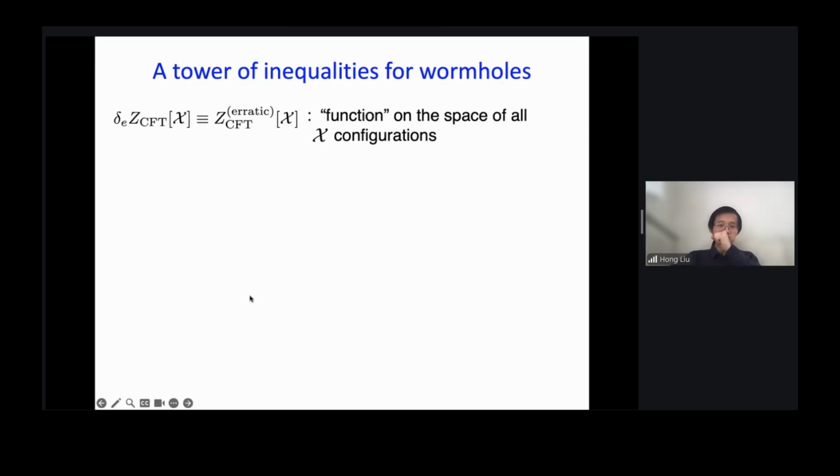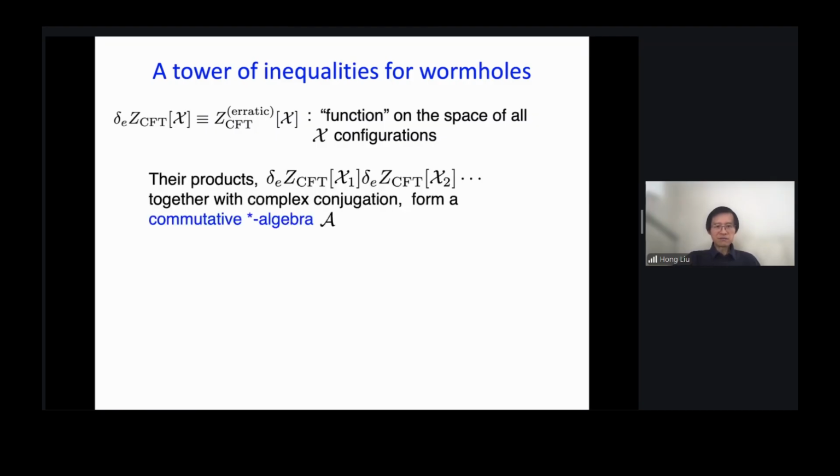So let's imagine. Remember this script X denotes the CFT data, the boundary manifold plus possible operator insertions. If you give me this boundary data, then in principle I can get the CFT partition function, which is a number, and then I can extract the erratic part, which is also some number. And so I can view this erratic part as a function on the space of all possible boundary data.